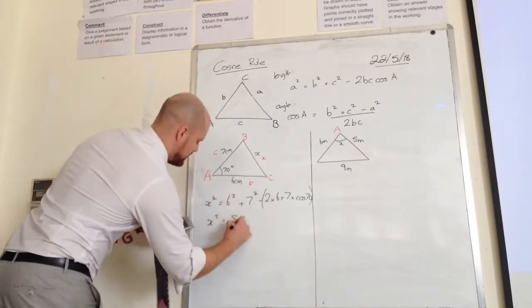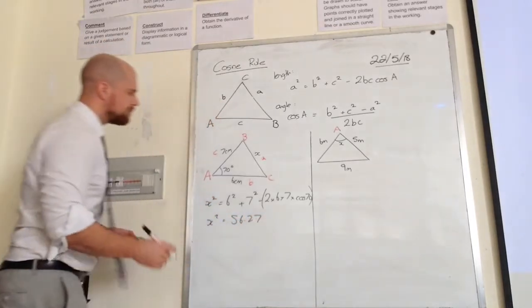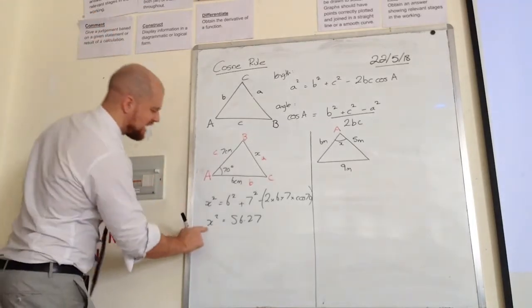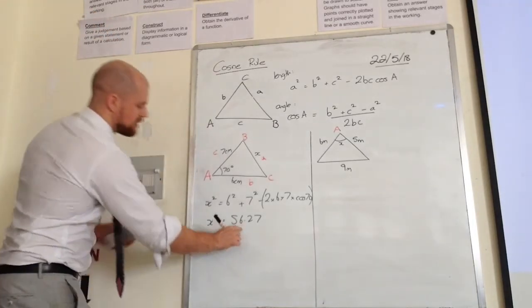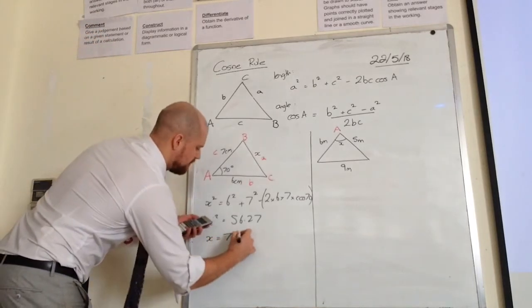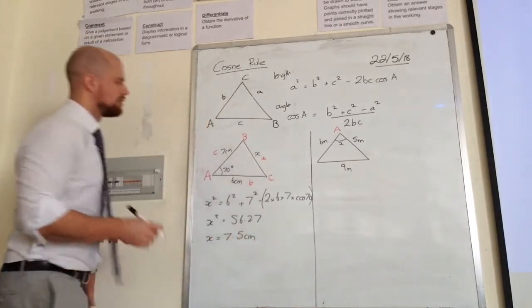You get 56.27. One of the big mistakes people make is they leave it there. They forget that it is x squared. So you have to square root this to get 7.5 centimeters.